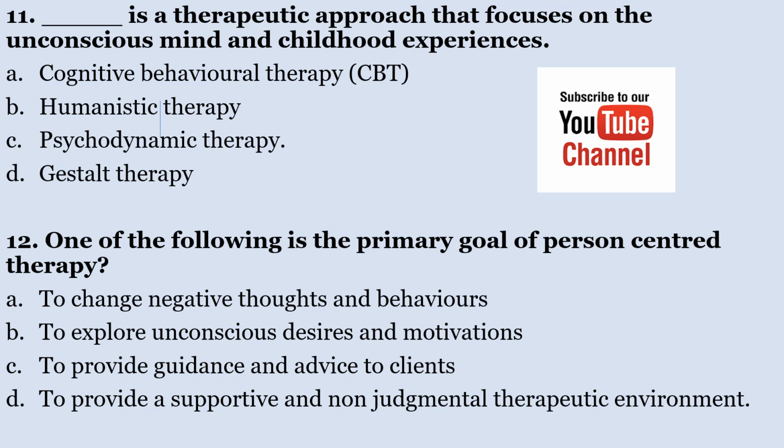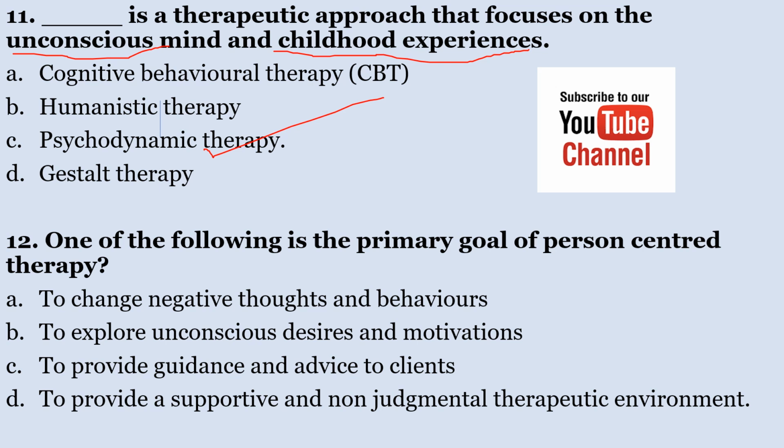A. Cognitive behavioral therapy. B. Humanistic therapy. C. Psychodynamic therapy. D. Gestalt. Dash is the therapeutic approach that focuses on unconscious mind and childhood experiences. When you look at the four options, the correct answer is C. Psychodynamic therapy is the therapeutic approach that focuses on the unconscious mind and childhood experiences.